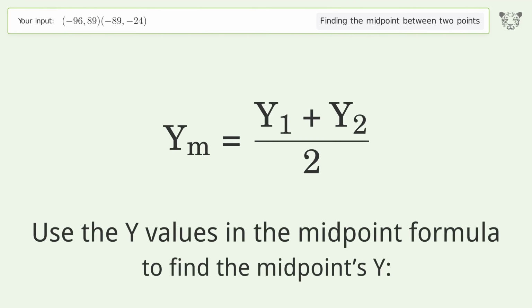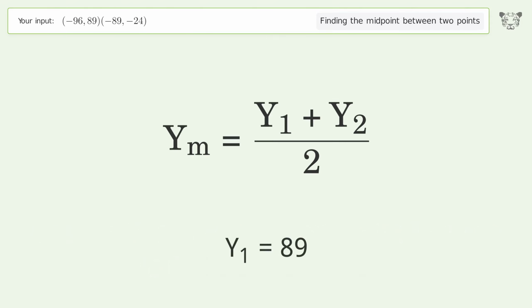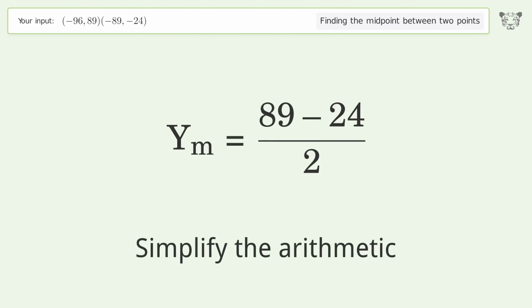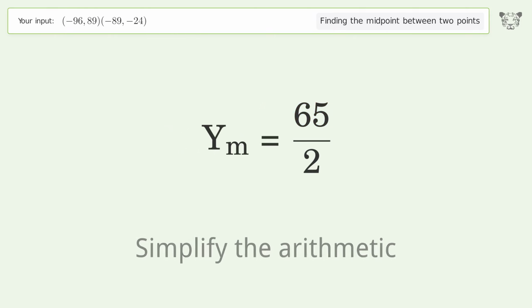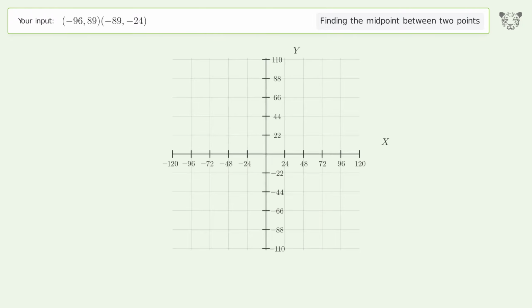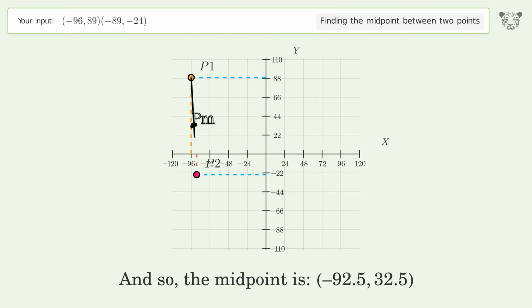Use the y values in the midpoint formula to find the midpoint's y. y1 equals 89. y2 equals negative 24. Simplify the arithmetic. And so, the midpoint is negative 92.5, 32.5.